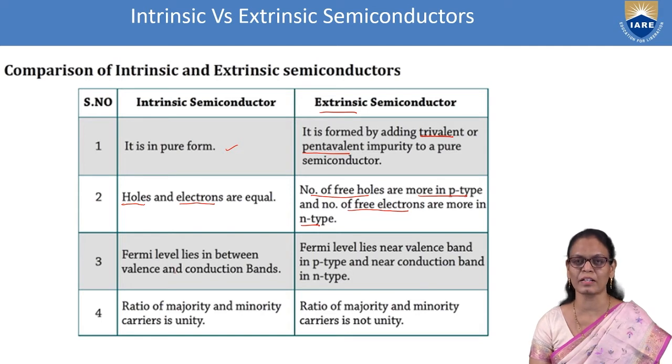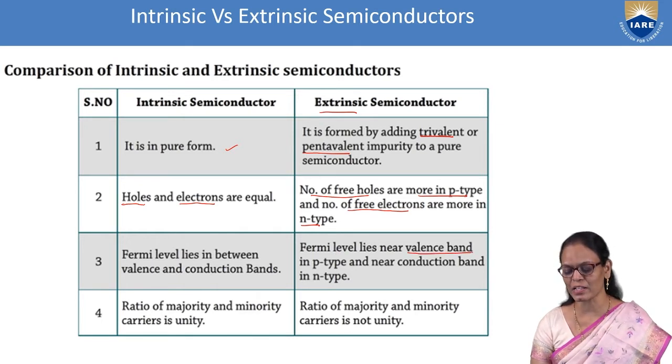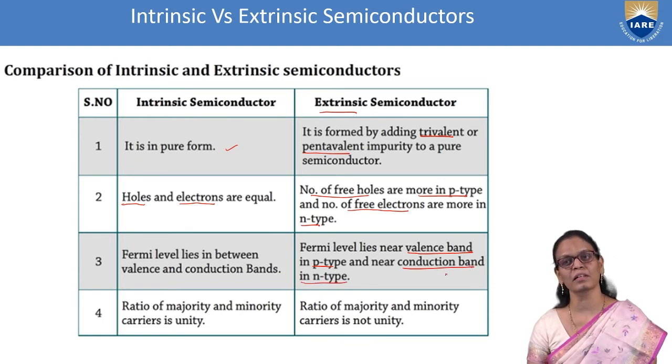Then coming to the Fermi level. Fermi level lies in between the valence band and conduction band. Fermi level is nothing but the highest filled energy level. So in case of intrinsic semiconductor, it lies exactly in between the valence band and the conduction band. The gap in between the valence band and conduction band, exactly in between that it lies. But when we talk about extrinsic semiconductor, the Fermi level lies near the valence band in p-type, and in n-type it lies near the conduction band.